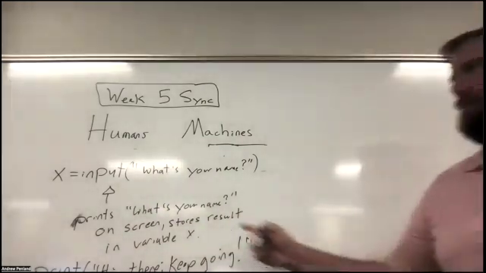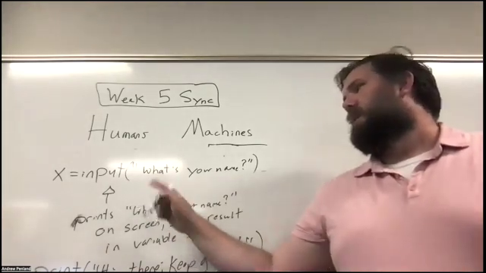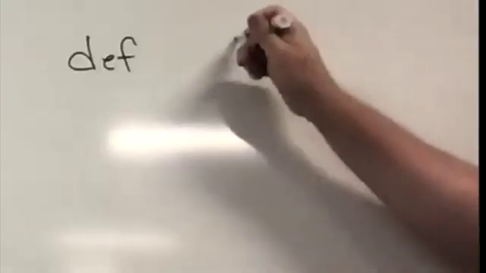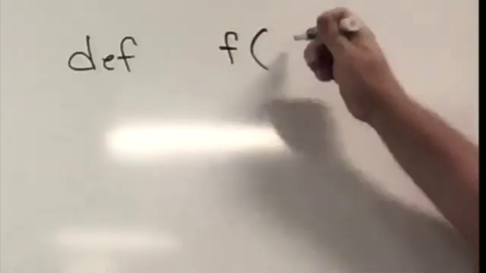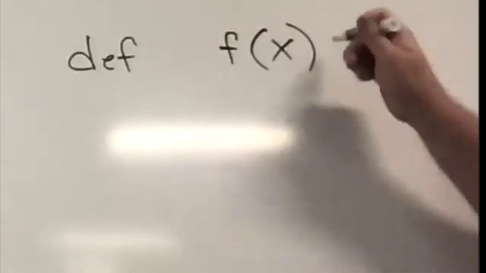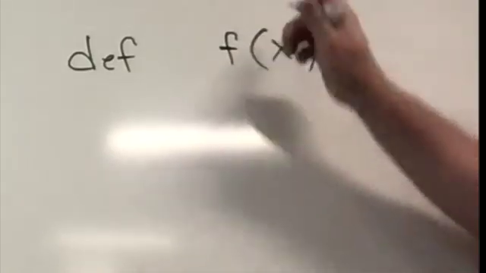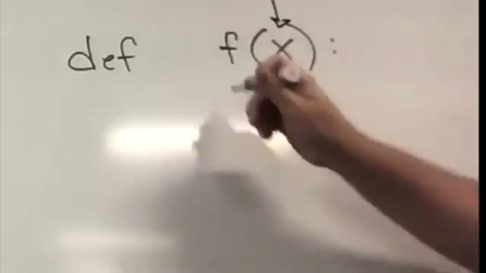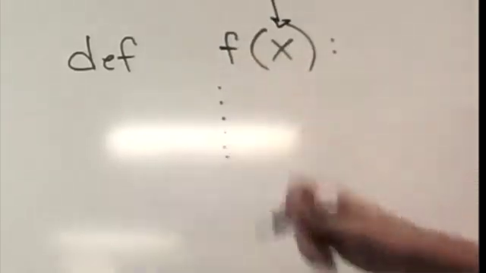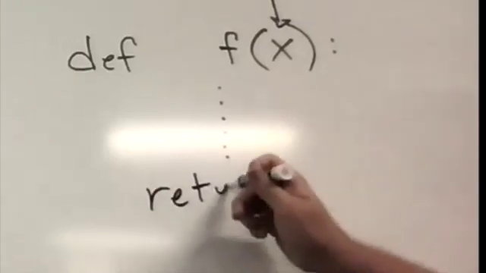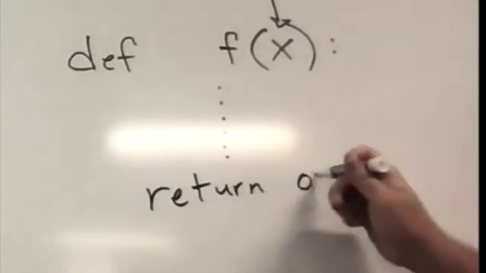Instead of asking for the variable you want as input, I would encourage you to write this as a function. So you do your def f, and you let whatever your x value is, whatever your input value is, be what goes here. And then you do the logic of whatever is required to process it. And at the end, you want to return whatever your final output answer is.